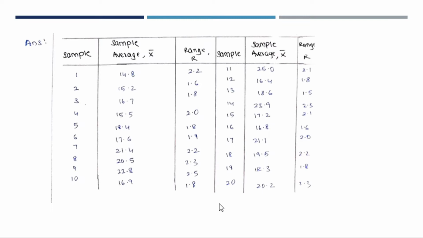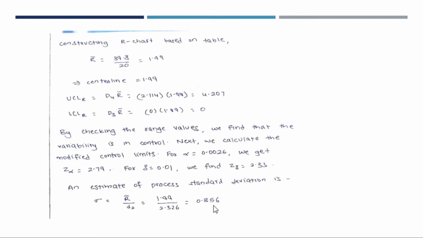Here we choose 20 samples of size 5 each, and plot the sample average x bar and range R, as is shown in the chart here. Next, we construct an R chart first by calculating R bar, which we get as 1.99 from the table above. So here we get the center line of the R bar as 1.99, and from this we can get the UCL and LCL of the R chart as 4.207 and 0 respectively. Cross-checking all the range values with the values of the upper control and lower control limit, we find that the variability is in control.